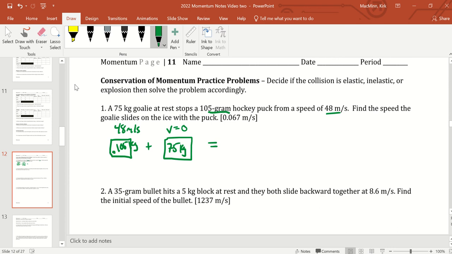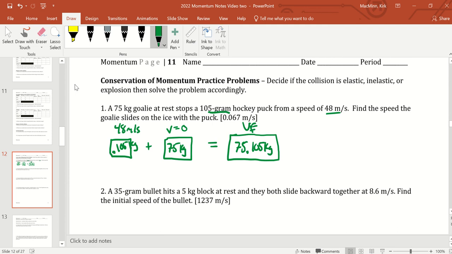Afterwards, the goalie's going to slide back with the puck. So they're going to be ending this collision together. So the 75 kilogram goalie and the 105 gram or 0.105 kilogram puck will have a combined mass of 75.105 kilograms as they move together at some unknown final velocity, which is what we're trying to find.